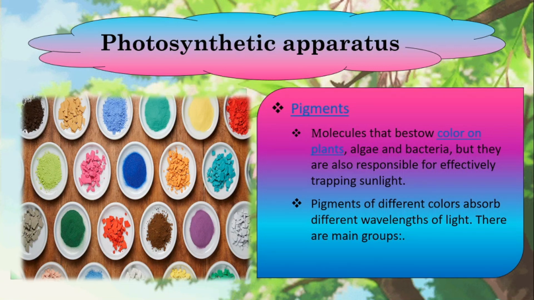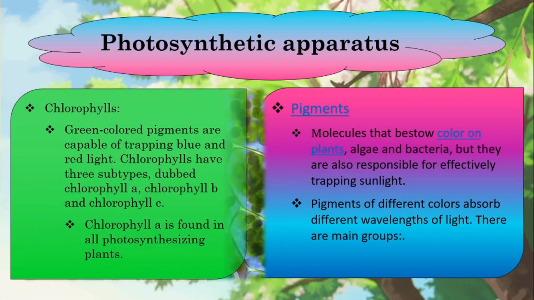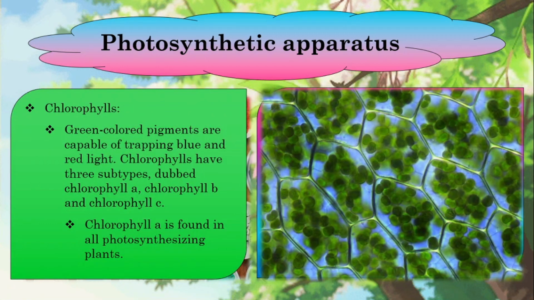There are main groups of pigments. First, chlorophylls. Chlorophylls are green-colored pigments capable of trapping blue and red light. Chlorophylls have 3 subtypes dubbed as chlorophyll A, chlorophyll B, and chlorophyll C. Chlorophyll A is found in all photosynthesizing plants.